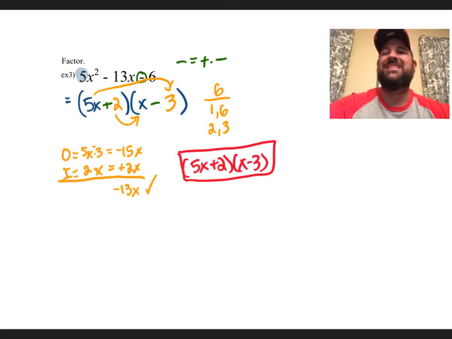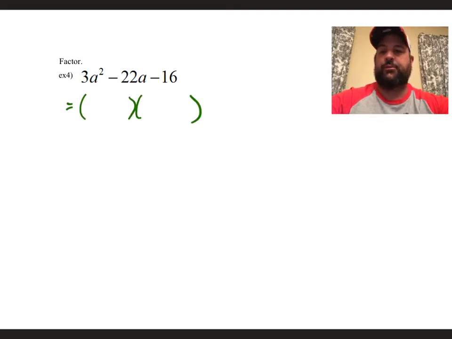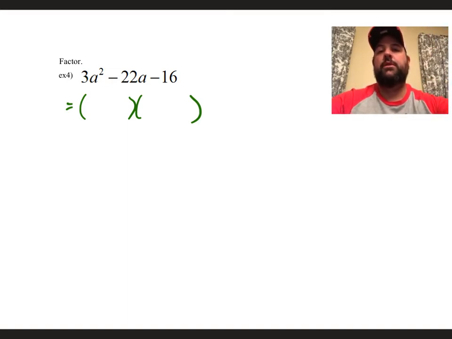Let's move on to our next example. All right, so here in example 4, we have 3a squared minus 22a minus 16. I'm going to get you started, then I want you to pause and try it on your own. So to get us started, I'm going to help us set up the first part because we always want to split it into two binomials. We want to force the first multiplication in this case to give us the 3a squared. So that means I want to split 3a squared into 3a and a.